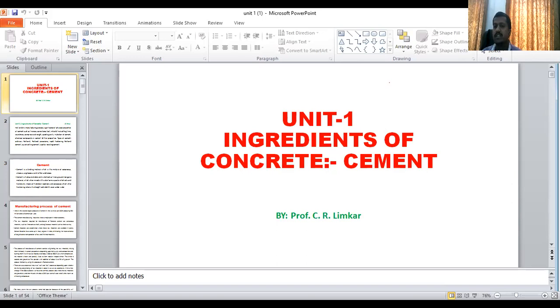Okay, so this is the specific gravity bottle. I think you have seen it previously also at your institute. Okay, this is the specific gravity bottle.